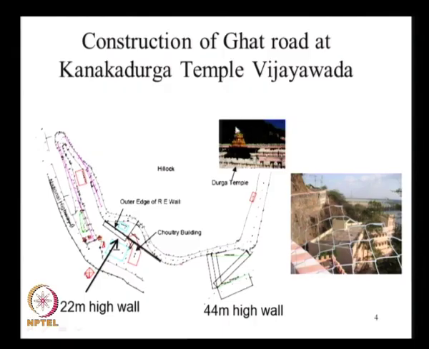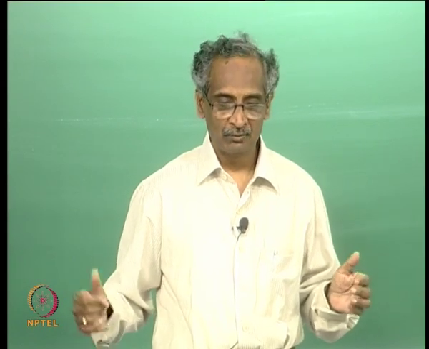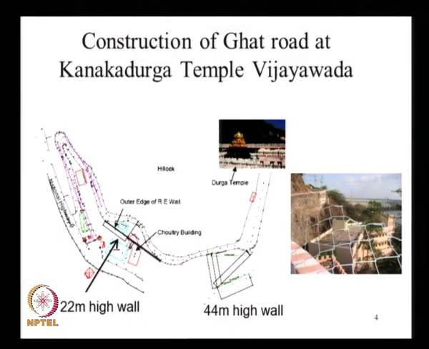The inset shows the temple, and this is at the top of a hill, and there is an approach road that was built in the mid 30s or 40s. Probably initially it started as a footpath, later on it got widened and made into a motorable road. And this particular strip, this is how the road goes, and then it winds around, and then it goes up to the temple.